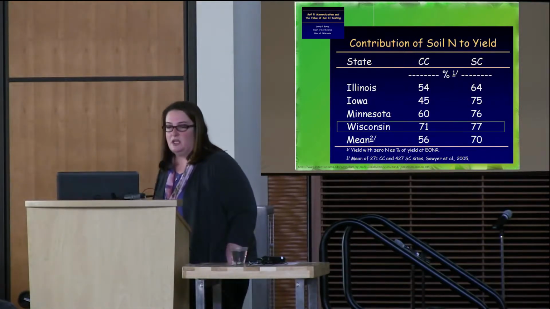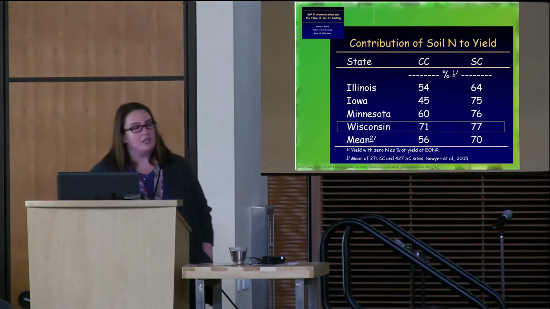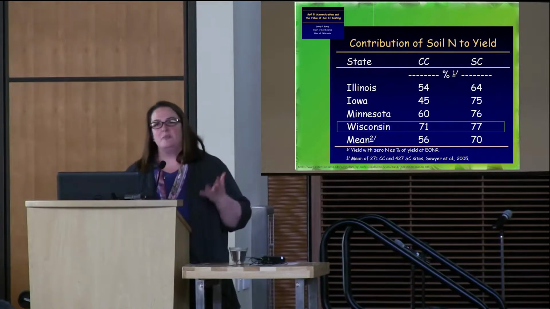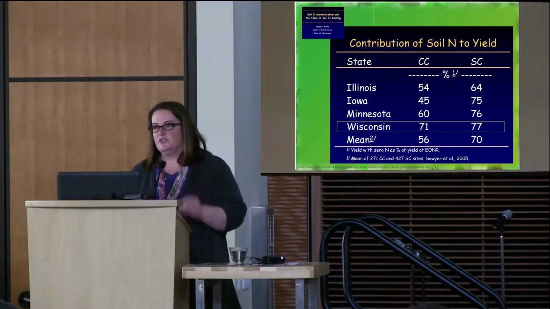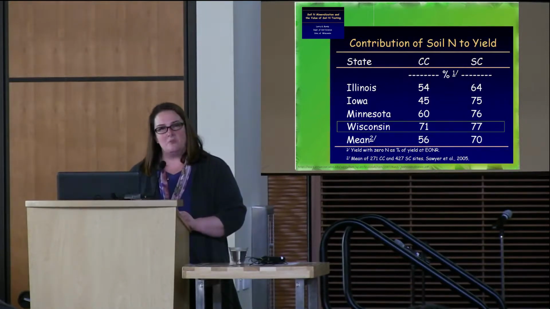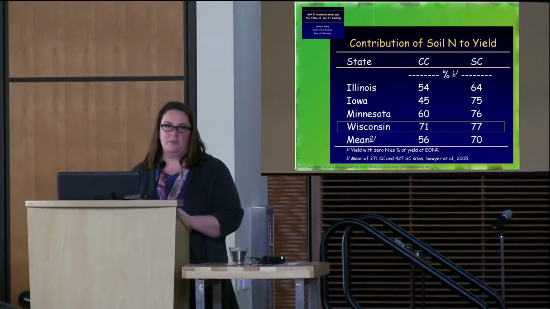Larry Bundy, who used to be with UW-Madison, did a study looking at the contribution of soil nitrogen to yield. I don't care who I show this slide to, everybody's in awe. This is the contribution of soil nitrogen to yield, and I put a box around Wisconsin. What does that number mean? According to Bundy's research, in Wisconsin we expect 71% of the nitrogen required to produce a corn crop in a continuous corn rotation to come from the soil. The nitrogen that we're adding just gets us the other 29%.